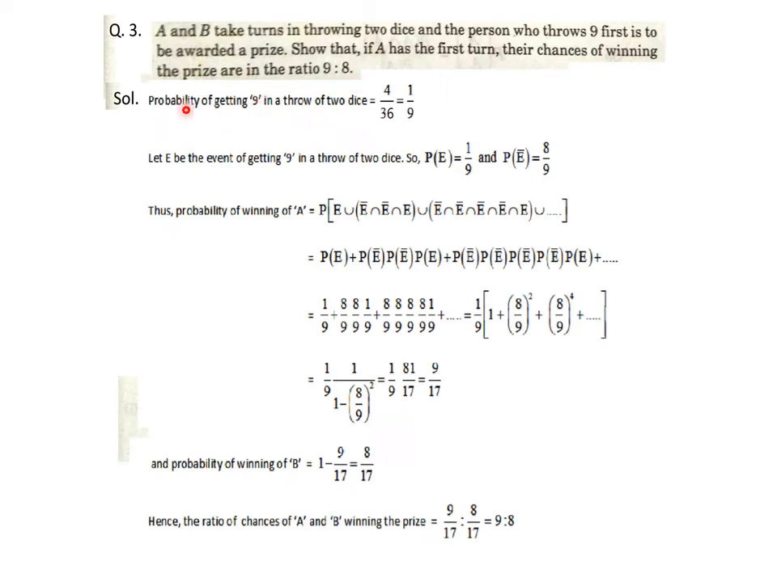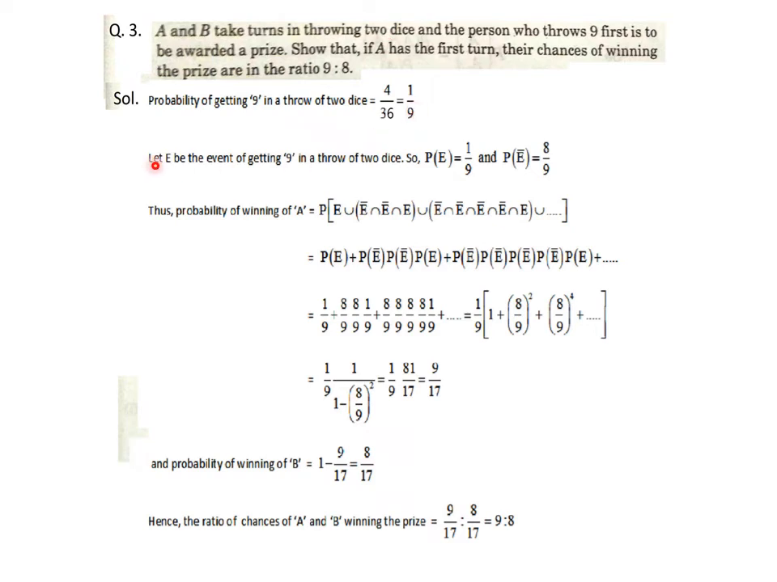First of all, we calculate the probability of the experiment, that is getting 9 in a throw of 2 dice. The total number of cases in throwing 2 dice is 36, and for finding the sum as 9, there are only 4 favorable cases: 3 plus 6, 6 plus 3, 4 plus 5, and 5 plus 4. So 4 upon 36, that is 1 upon 9, is the probability of throwing 9 in a throw of 2 dice. Fine.